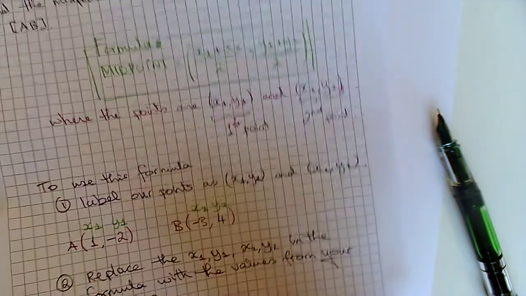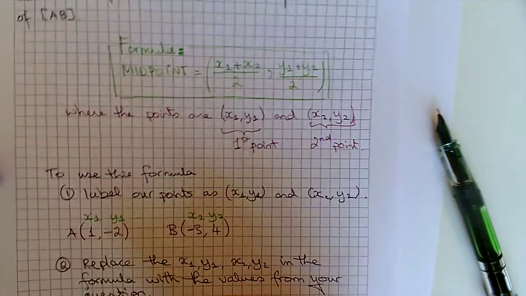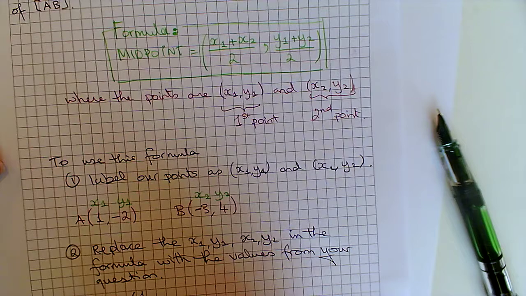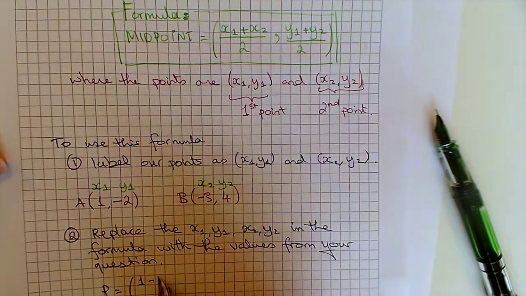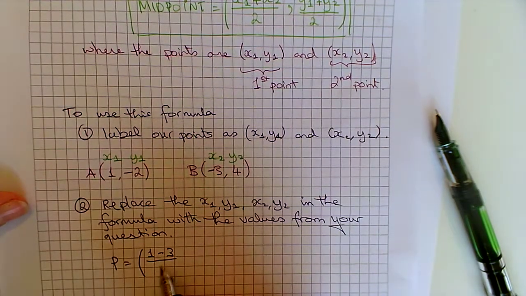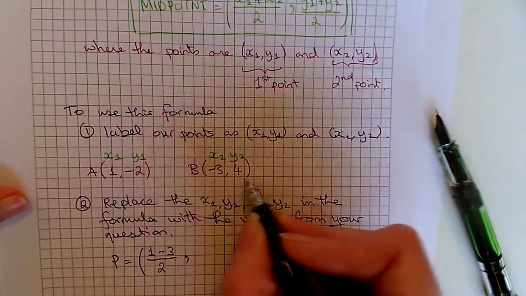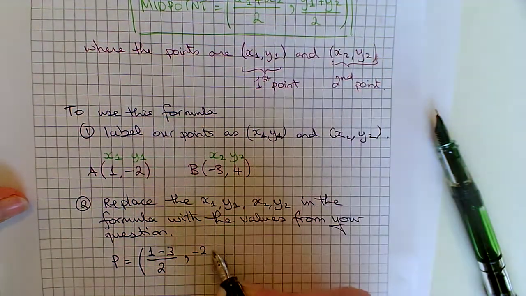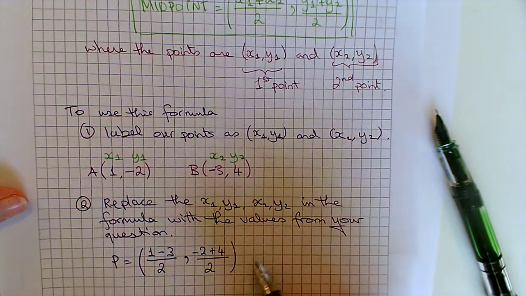So my formula says that the midpoint is this. The midpoint is x1 plus x2. x1 is 1. x2 is minus 3. Can I plus a minus 3? I can. It's the same as subtracting it. 1 minus 3, and then I'm going to divide it by 2. The second part of it is the y values. Minus 2 is my y1, plus 4 is my y2, and I'm going to divide that by 2 as well.